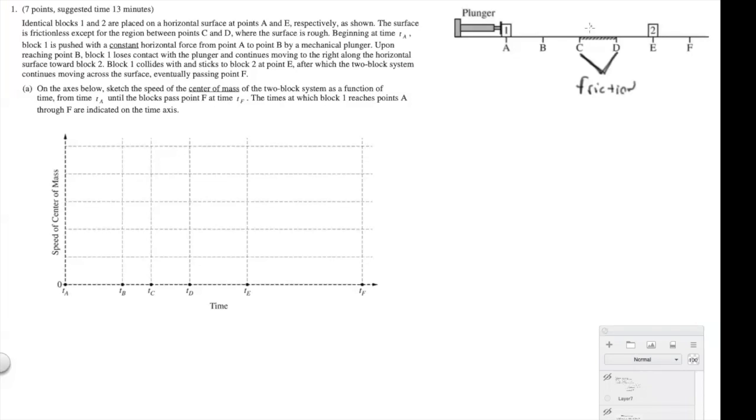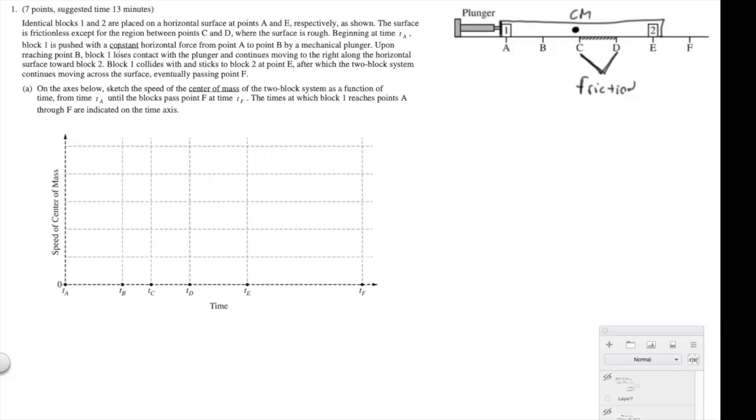And by the way, is friction going to be internal to the system? Our system is going to be 1 and 2 together, right? So with 1 and 2 together, where would the center of mass for that system be? If they're identical blocks, the center of mass is going to be smack in the middle. That's going to be our center of mass.